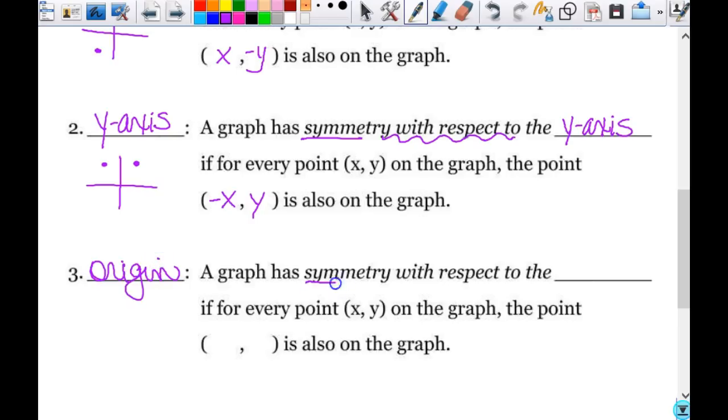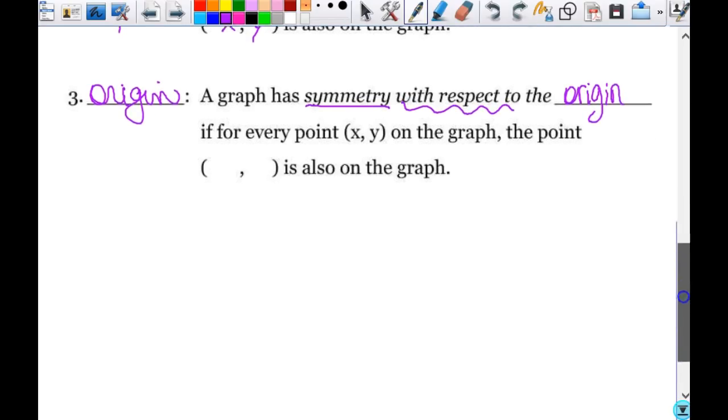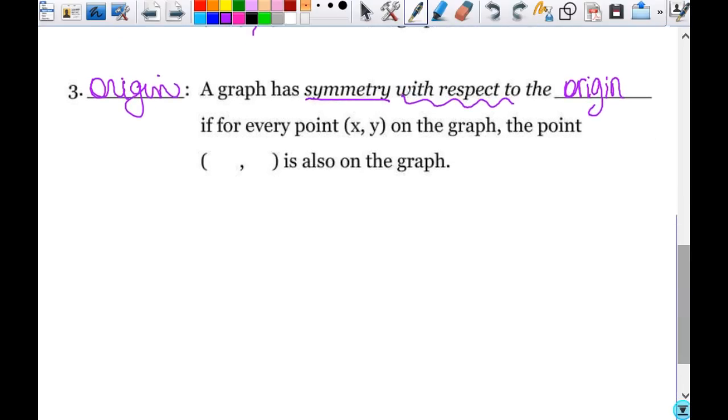Then we have origin symmetry. A graph has symmetry with respect to the origin. So that means I'm rotating 180. So if this is the random point I pick, the rotated point that it has to match up with would be down here, right? So every point x, y has a point negative x, negative y, because that is your rule for rotating 180 degrees, right? Does that all make sense? Okay.